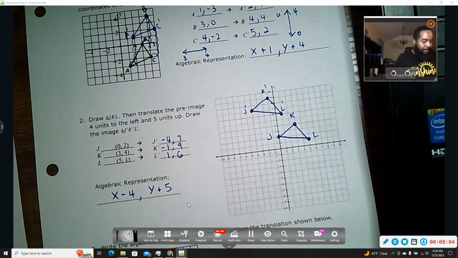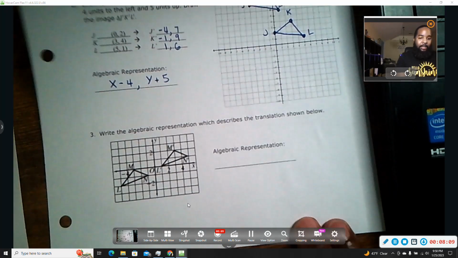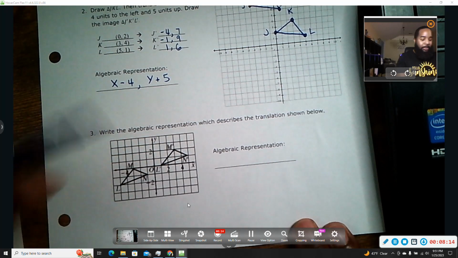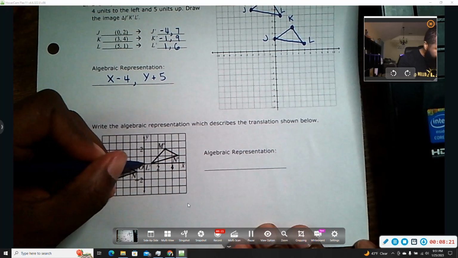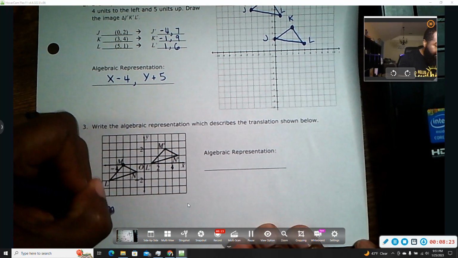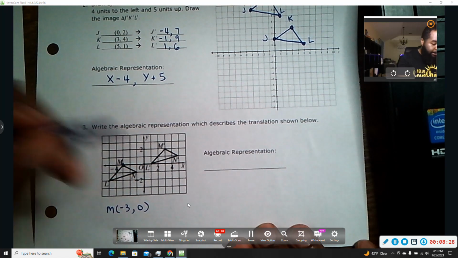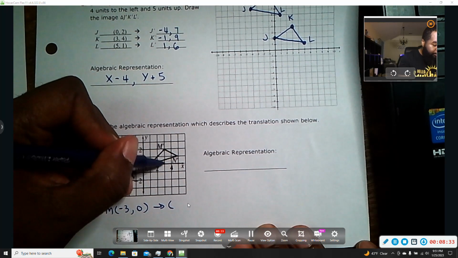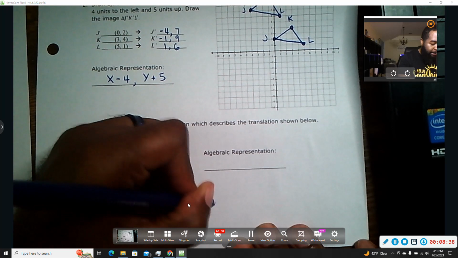Number 3 says write the algebraic representation. So let's go ahead and shift up on the paper so you can see that. Number 3 says write the algebraic representation that describes the translation below. So what you're going to do is you're going to pick a point. Let's say we pick M. Okay? And M is 1, 2, 3. So M is negative 3 comma 0 because it's on the line. And then M prime is 1, 2, 3 comma 2. This is my M prime.